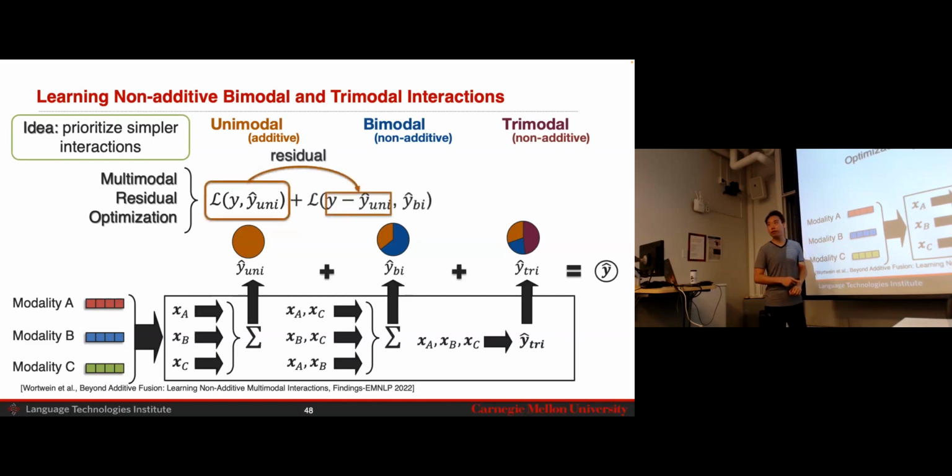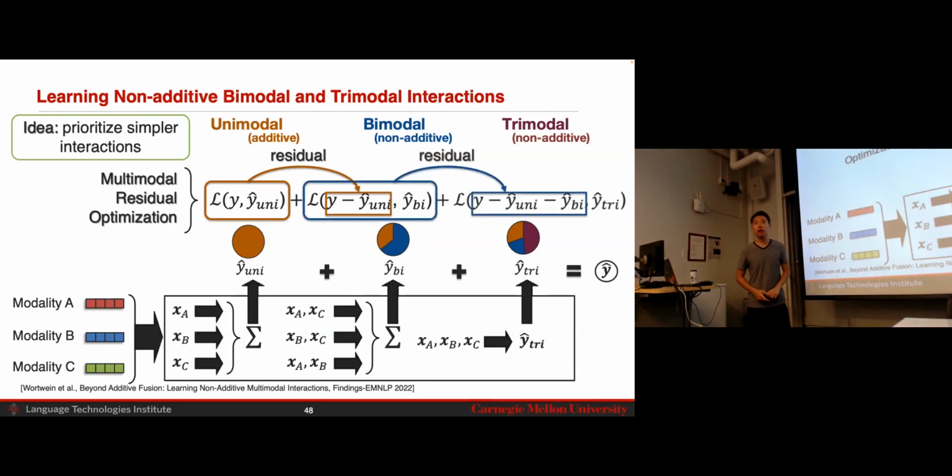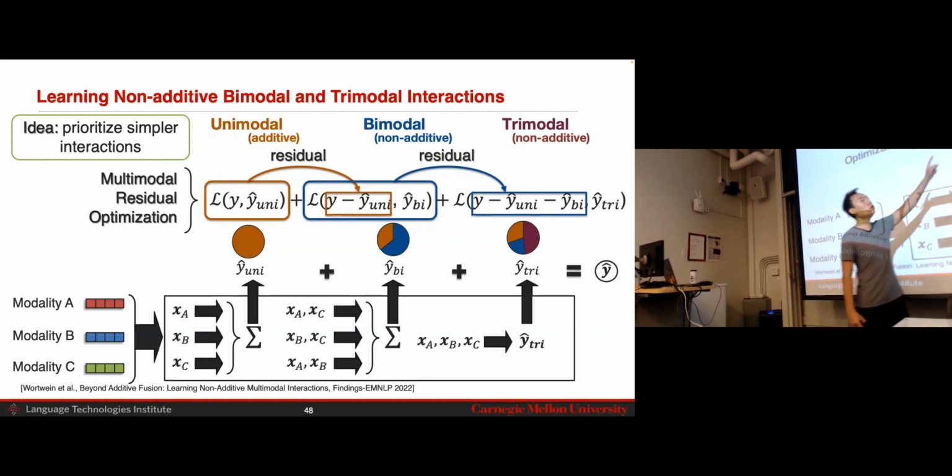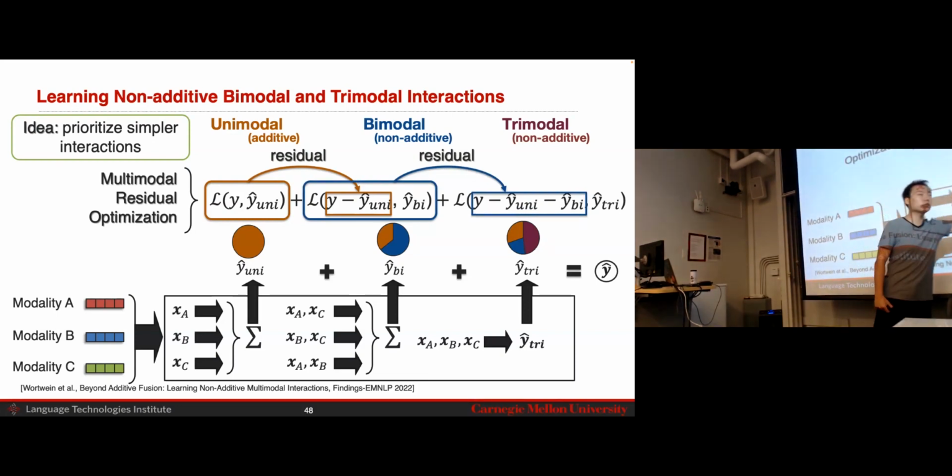And it's not going to be perfect. There's going to be some residual that I'm not going to be able to learn just from these unimodal additive functions. So I'm going to then train bimodal models using combinations of A and C, B and C, A and B to fit that residual, to fit the remaining error. And again, that might not be perfect. There are still some parts that need trimodal. So I only use the residual to fit the trimodal functions of A, B, and C together.